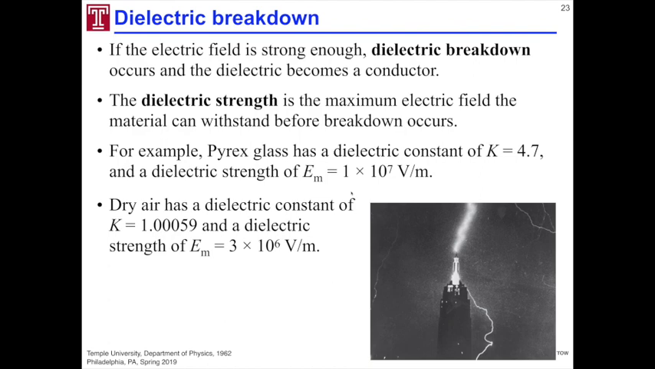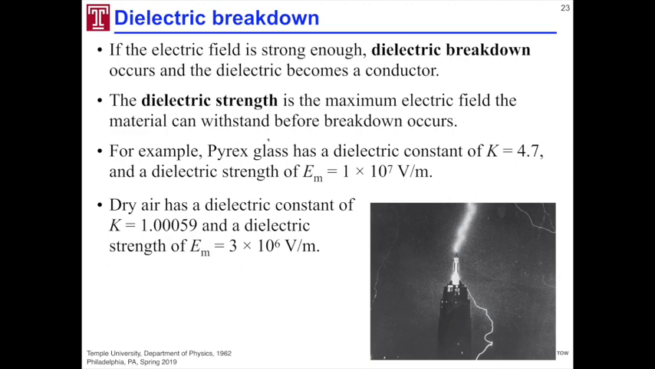Now, if the electrical field is strong enough, a dielectric breakdown occurs and the dielectric becomes a conductor. So what did I say before? A dielectric is a non-conducting material. And normally these charge carriers cannot move around, but they can orient themselves inside of an external electrical field. But if this electrical field is extremely large, then they can start actually to move around and it becomes a conductor. And the maximum electrical field for which this occurs is the so-called dielectric strength. It's a maximum electric field to characterize this.